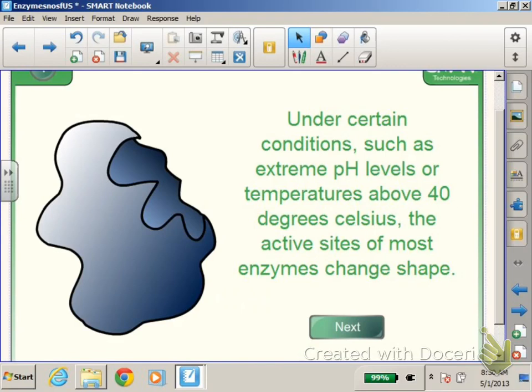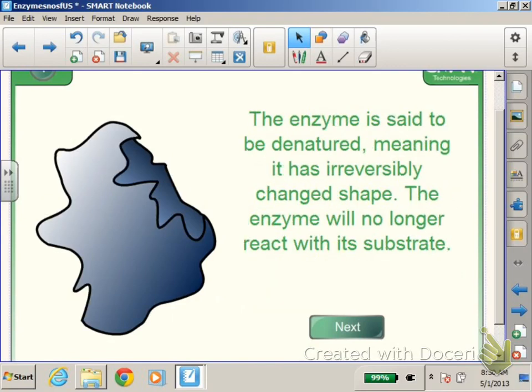It says under certain conditions, such as extreme pH levels or temperatures above 40 degrees Celsius, the active site of most enzymes change shape. Now, when you do that, it's denaturing the enzyme. It says the enzyme is said to be denatured, meaning it has irreversibly changed shape. The enzyme will no longer react with its substrate.